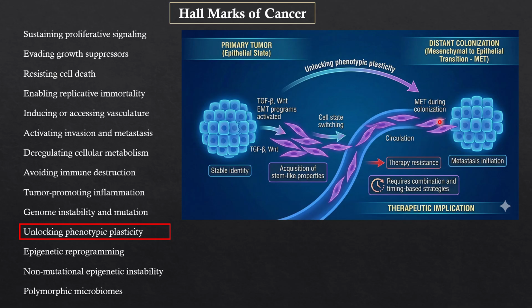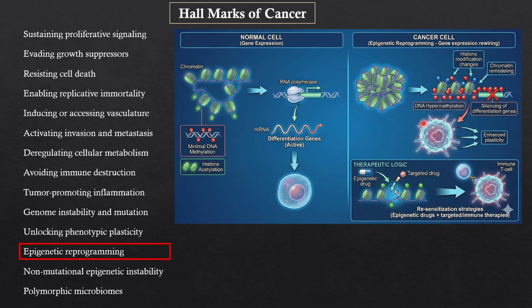called the MET during colonization, and this initiates metastasis. This is called distant colonization and mesenchymal to epithelial transition, and so the acquisition of stem-like properties is observed in these kinds of cancer cells. So basically, they act as stem cells, and they can colonize the distant organs.